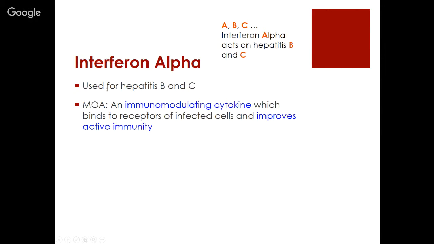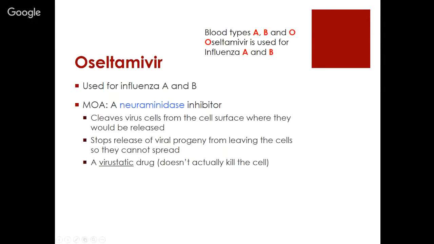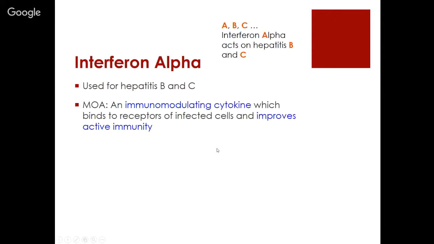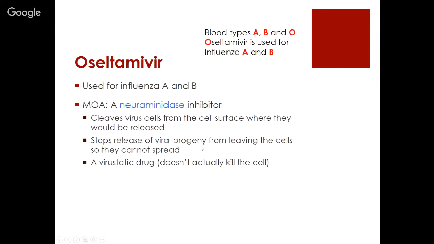Interferon alpha. This one's used for hepatitis B and C, and I remember this one because it's like ABC, like the alphabet. So interferon A acts on hepatitis B and C. It's an immunomodulating cytokine. Basically what that means is it helps to bring in more of the immune cells, which will help fight the infection. So it basically improves your immunity, your active immunity.